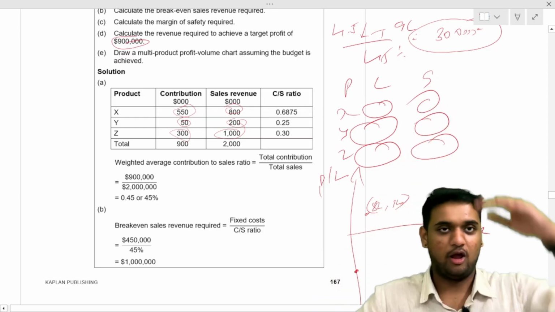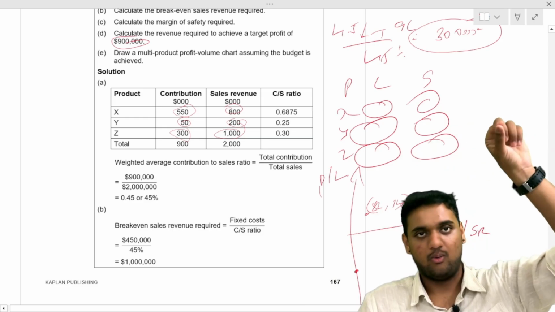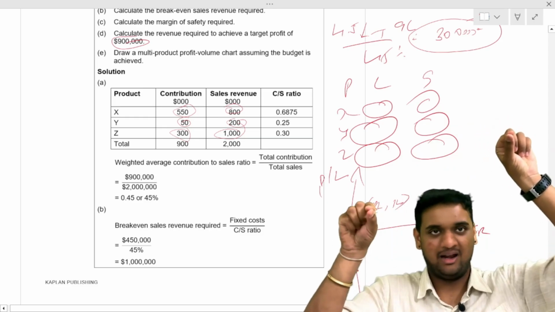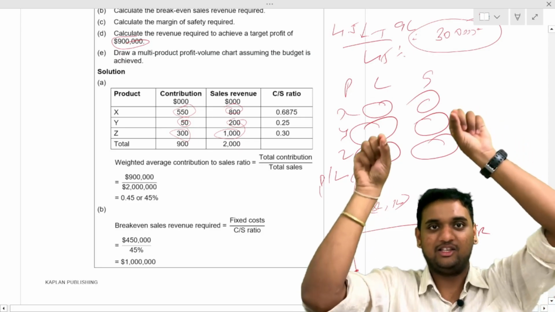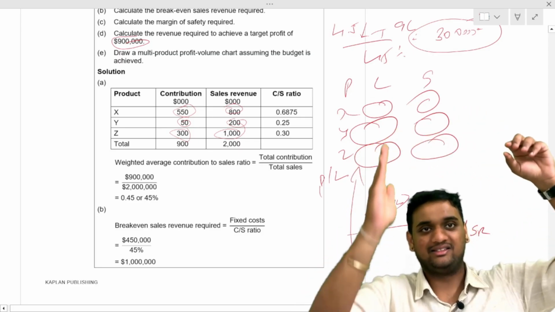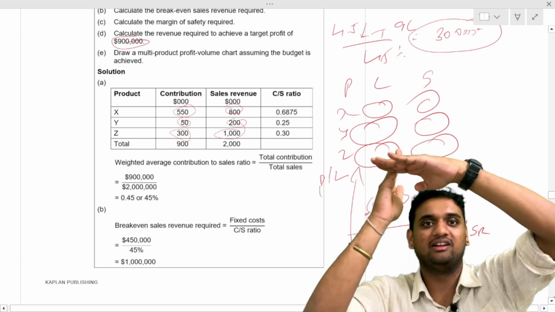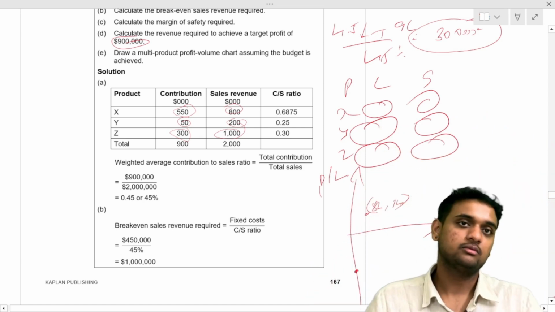Profit is 1 lakh. Sales is 8 lakhs. So where do these 2 points intersect? 8 lakhs from here, 1 lakh from here. Where do these 2 points intersect? From 450 here. This is the point.